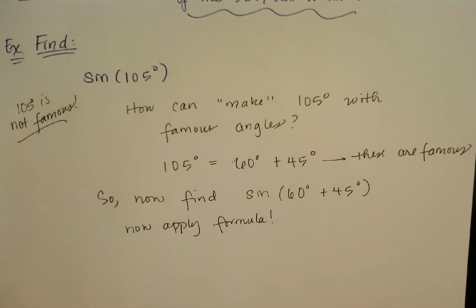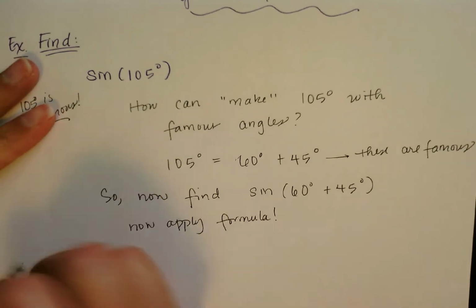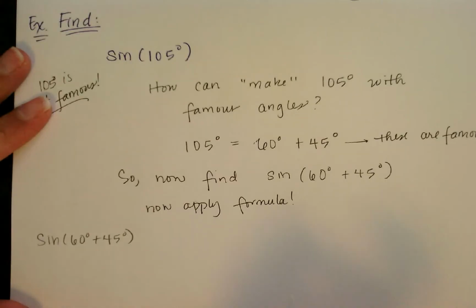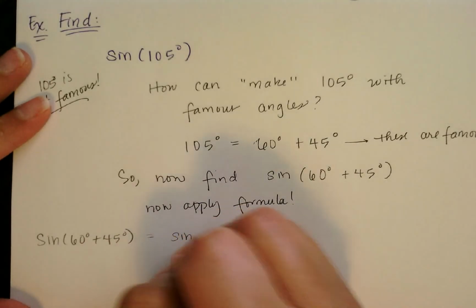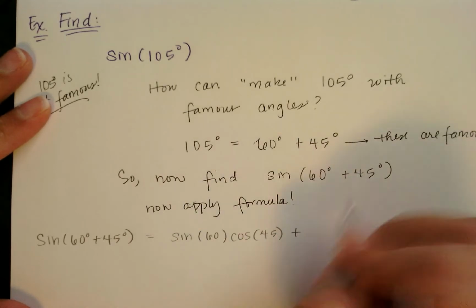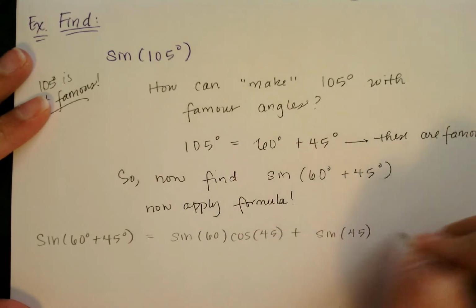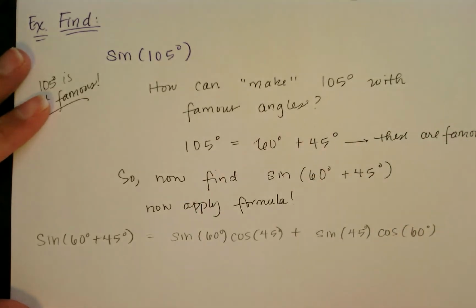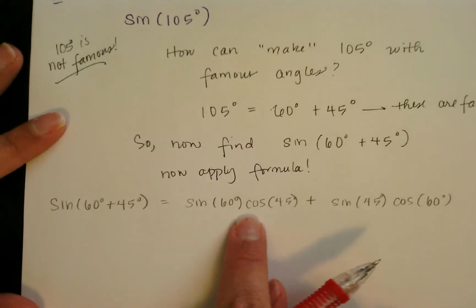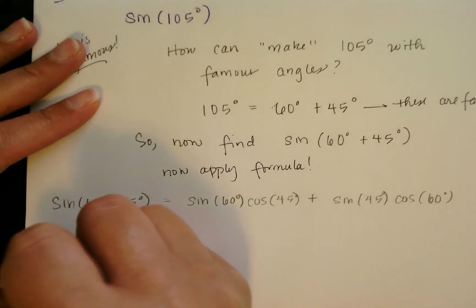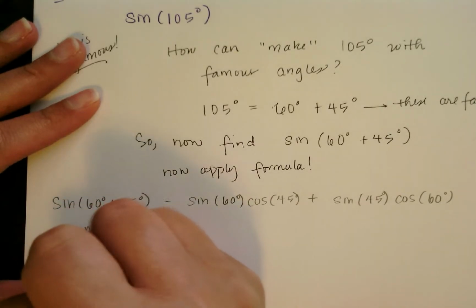This one isn't too bad, but they get a little bit more tricky, you'll see. Alright, I'm going to pull my pencil out. So sine of 60 degrees plus 45 degrees is, what's the formula? Sine of the first times cosine of the second plus sine of the second times cosine of the first. That's all degrees. Where do we find these sine of 45, cosine 45 degree pieces? The unit circle, since they're famous.